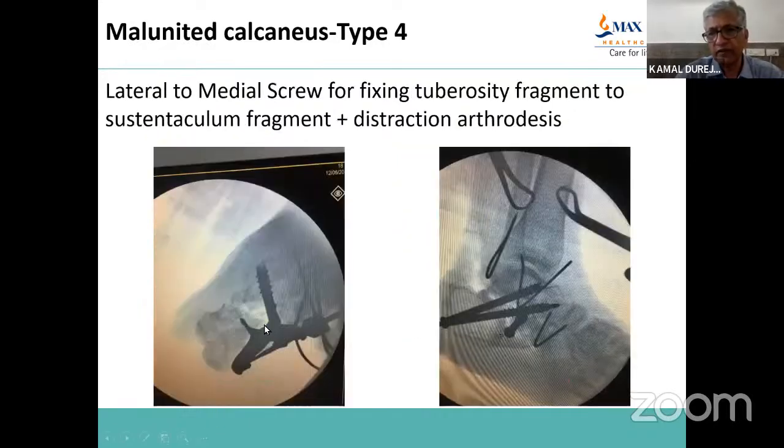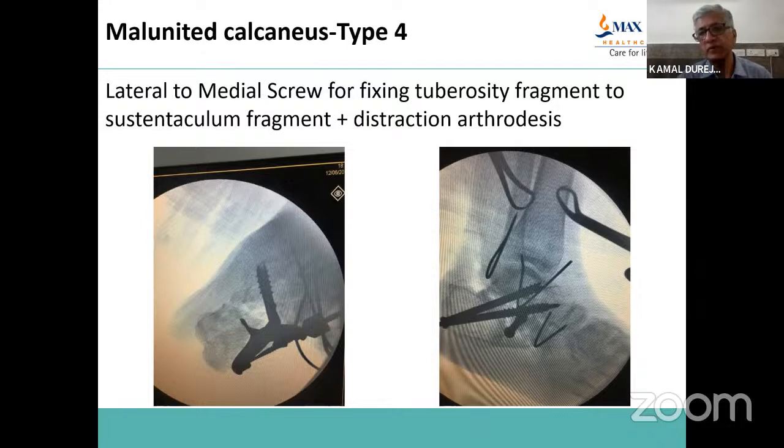So after fixing this with a screw, you proceed by putting again a tricortical graft here and then doing an arthrodesis. Now these type of arthrodesis, wherever we are putting a graft, are called distraction subtalar arthrodesis because we are distracting the subtalar joint to achieve the height, and then we are arthrodesing them.